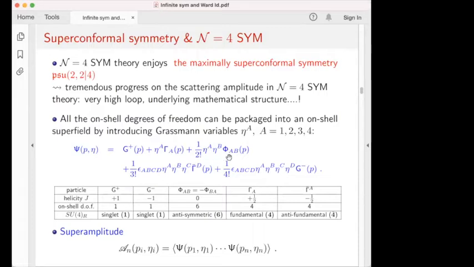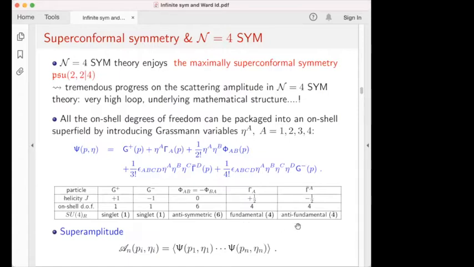And in the middle, we have this anti-symmetric scalar. In total, we have 6 scalars, so they transform in the anti-symmetric representation of SU(4) R. And for scalars, the helicity is 0. And finally, we have fermions gamma and gamma bar. They have helicity +1/2 and -1/2, and they transform in the fundamental and anti-fundamental representations.